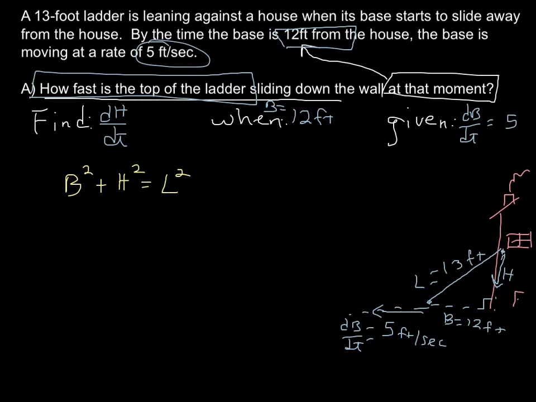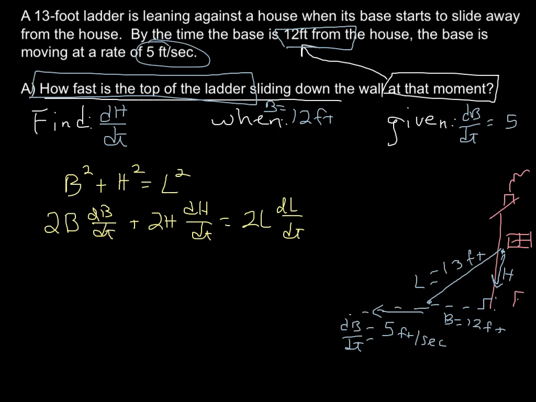All right, so let's work this out. I am going to take the derivative of both sides of this equation, and I'm going to do it implicitly with respect to time. So 2b times dB/dt plus 2h dH/dt equals 2L dL/dt. And then we just substitute everything in.